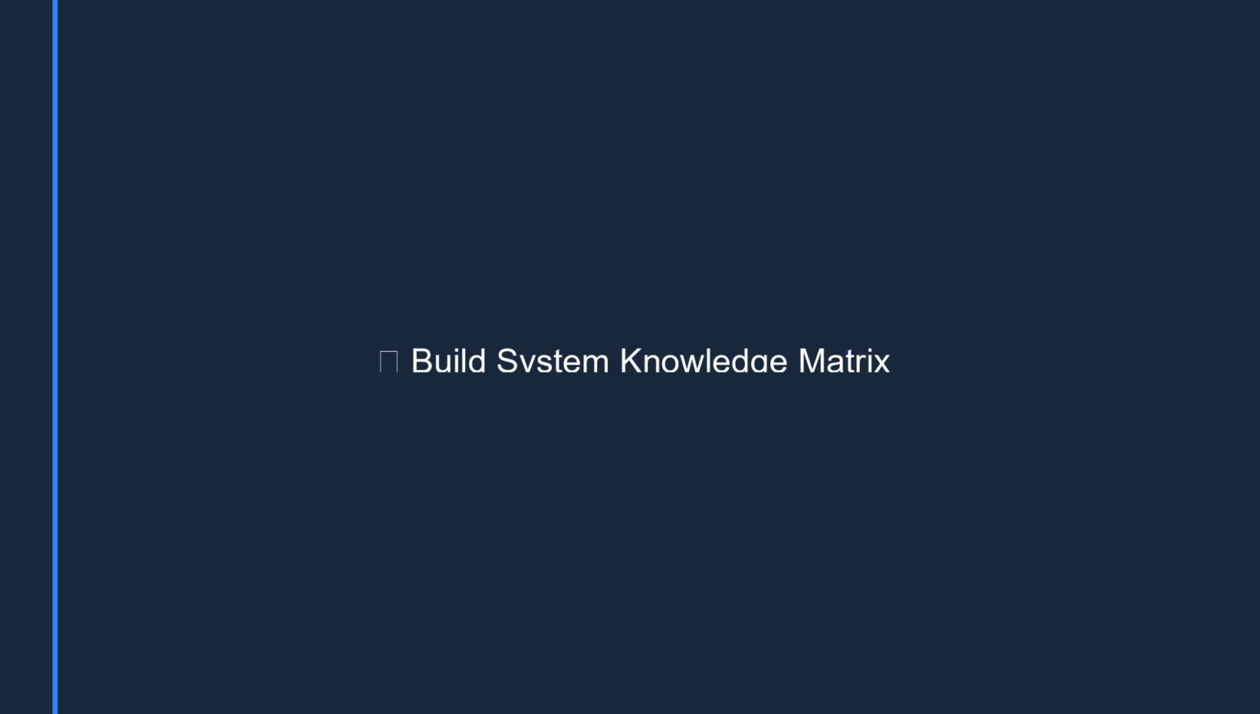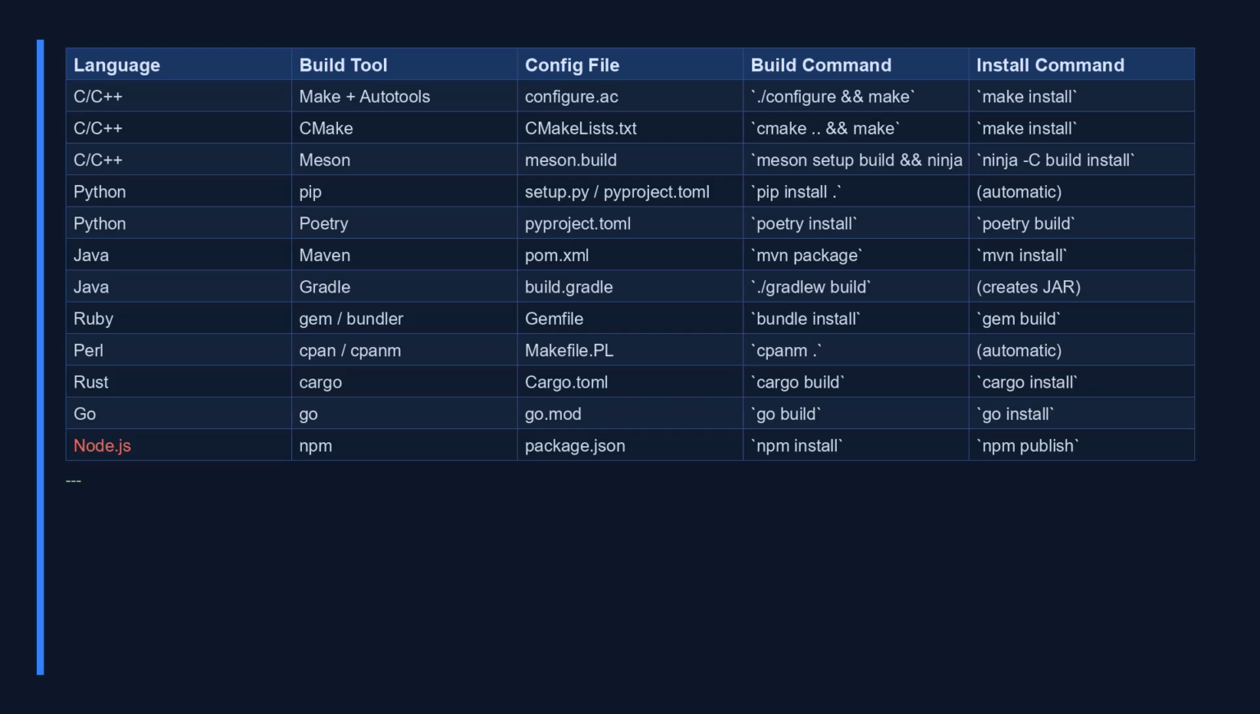Build system knowledge matrix. This table is your reference map for everything covered in this lesson. Each row gives you the language, the build tool, the configuration file that drives it, the command to build, and the command to install. A few patterns worth internalizing. Every ecosystem has exactly one file that is the source of truth for dependencies and build configuration.